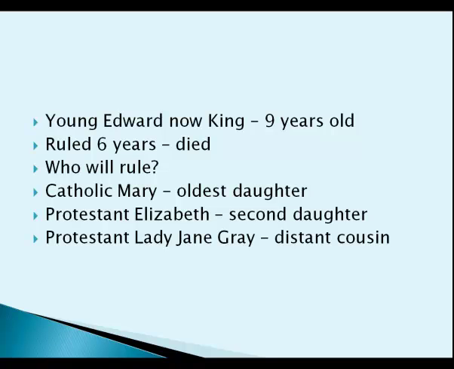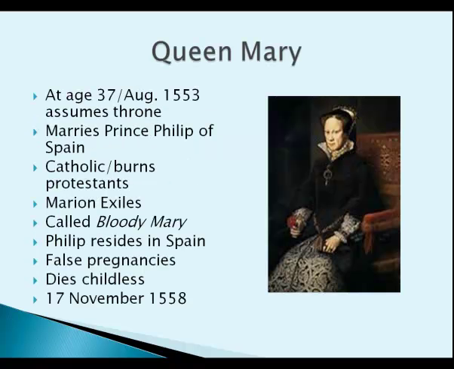Who's going to rule? There's only 2 children of Henry left, and they're both girls. One of them's a Catholic, one of them's a Protestant. But there is a distant cousin who's a Protestant who would probably be more acceptable to the people. So you've got 3 factions trying to become the rulers of England. Without going into a lot of detail, Queen Mary makes it to London first with her supporters and becomes, at the age of 37, Queen of England.